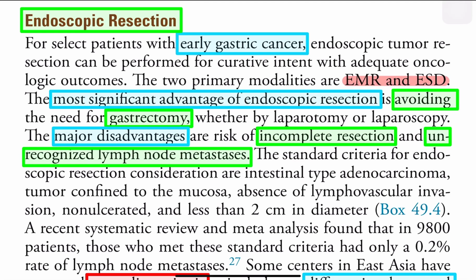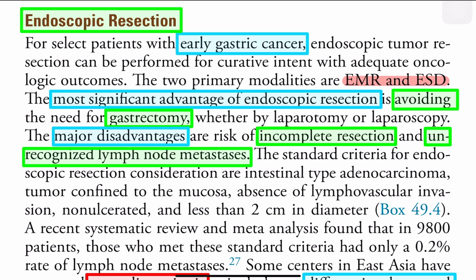About the endoscopic resection for early gastric cancer. We can do endoscopic resection in early gastric cancer. Important. In endoscopic resection we have two things: EMR and ESD. Endoscopic mucosal resection, endoscopic submucosal dissection. So, what are the advantages of endoscopic resection?